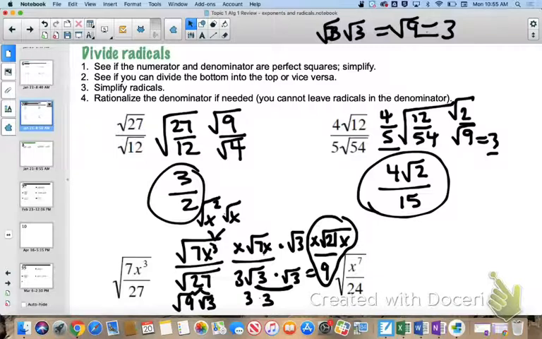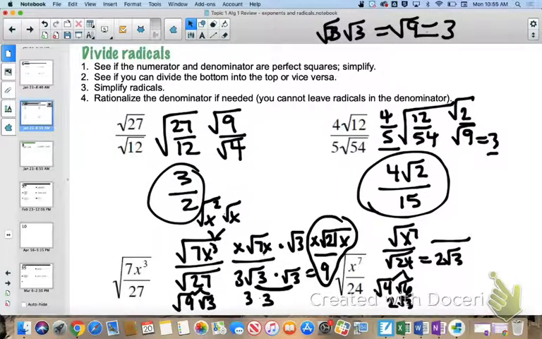Okay. With the next one, we're going to split that up. That's root x to the 7th and root 24. So 24 splits to 4 times 6. Square root of 4 is 2. So that's 2 root 6. On the top, x to the 7th splits to x to the 6th times x. Square root of x to the 6th, 6 divided by 2 is 3. So that's x cubed root x. Then from there, you've got 2 root 6.